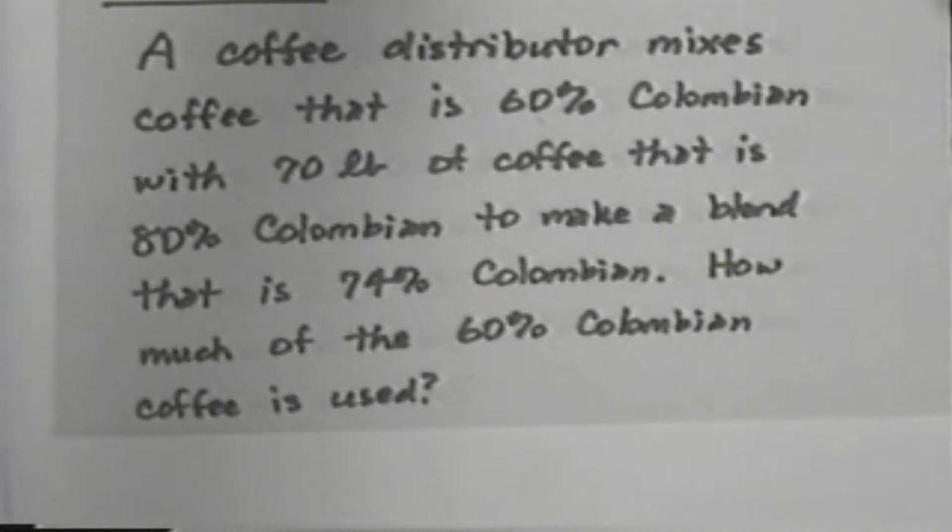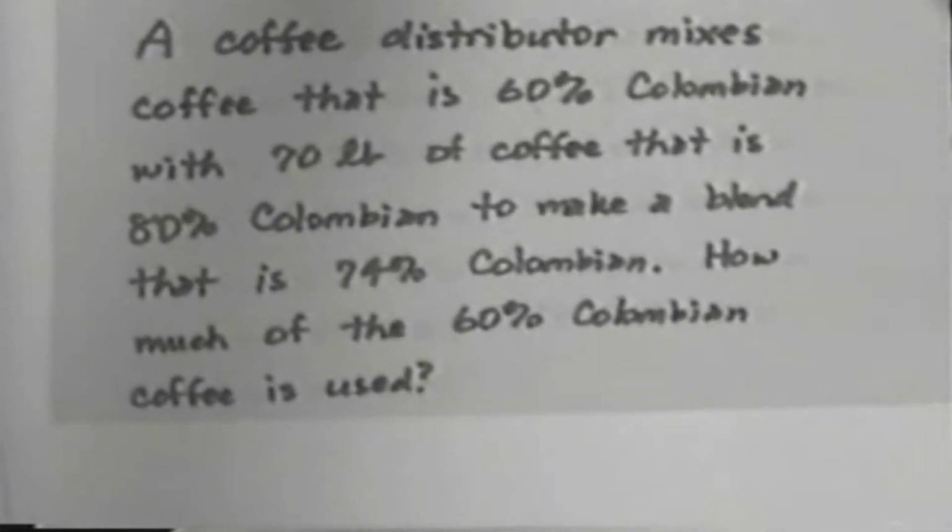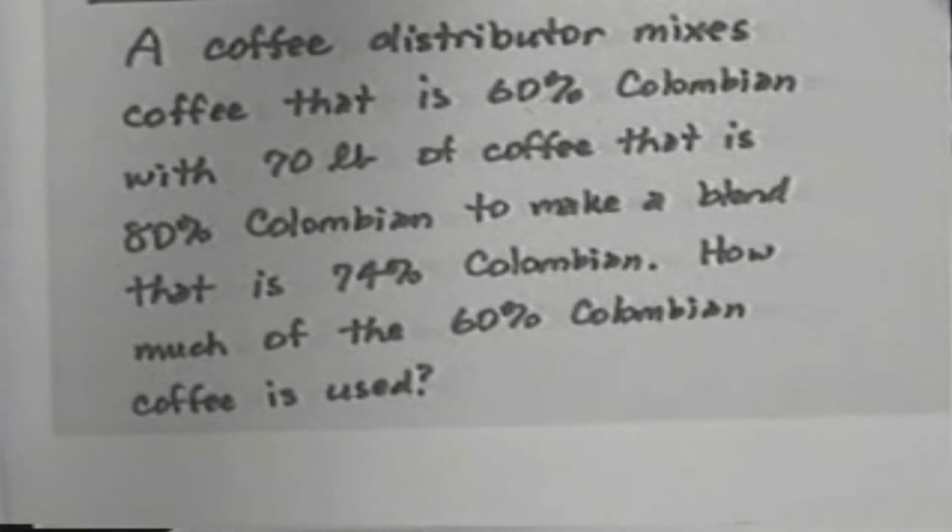After you've copied this exercise, be sure all the numbers are right. After you've copied the exercise, stop the tape, work the problem, then restart the tape to check your answers. In your answers, you should indicate the system of equations that you set up and the final answer to the question.